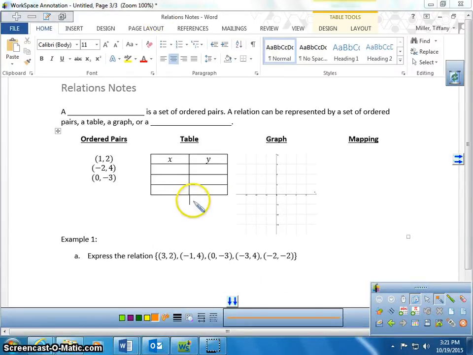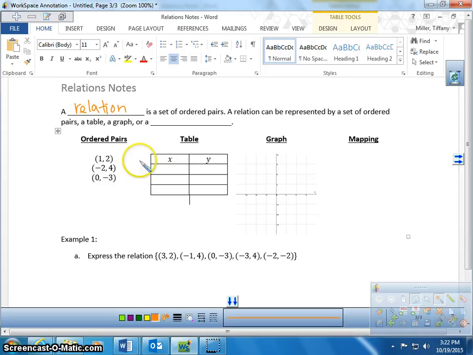Today's lesson is over relations. A relation is a set of ordered pairs, okay? And a set just means a list of ordered pairs. They don't have any connection between each point. It's just a list of random ordered pairs, okay?